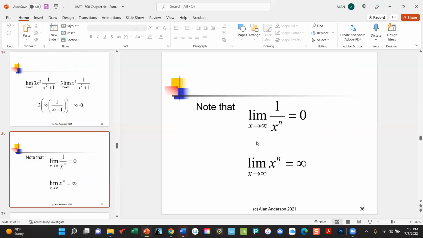By the way, just as a quick reminder, anytime we take the limit of x to the n as x goes to infinity, what's happening is that x to the n is getting extremely large, and eventually we define the limit to be infinity. On the other hand, if it's 1 over x to the n, then what's happening is that we're getting a denominator which is getting extremely large. And so 1 over an extremely large denominator is converging to 0. Okay, so we will need that in several of these cases.